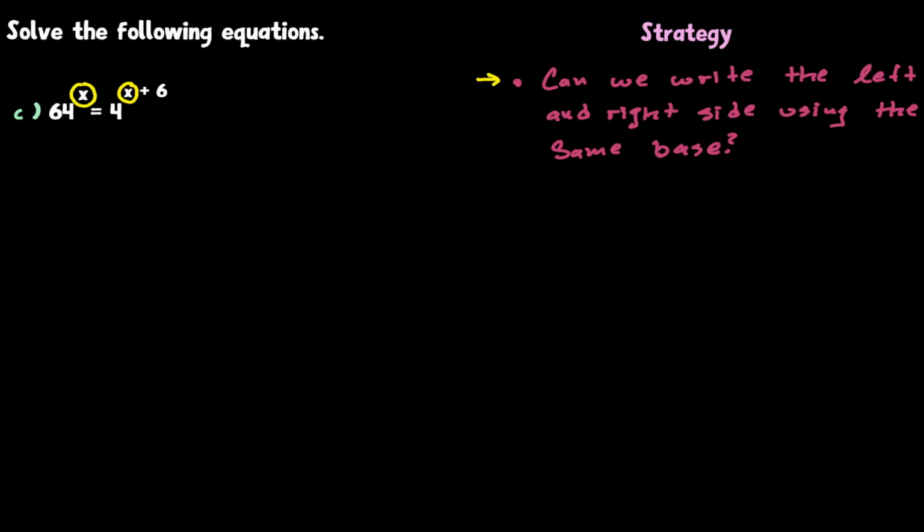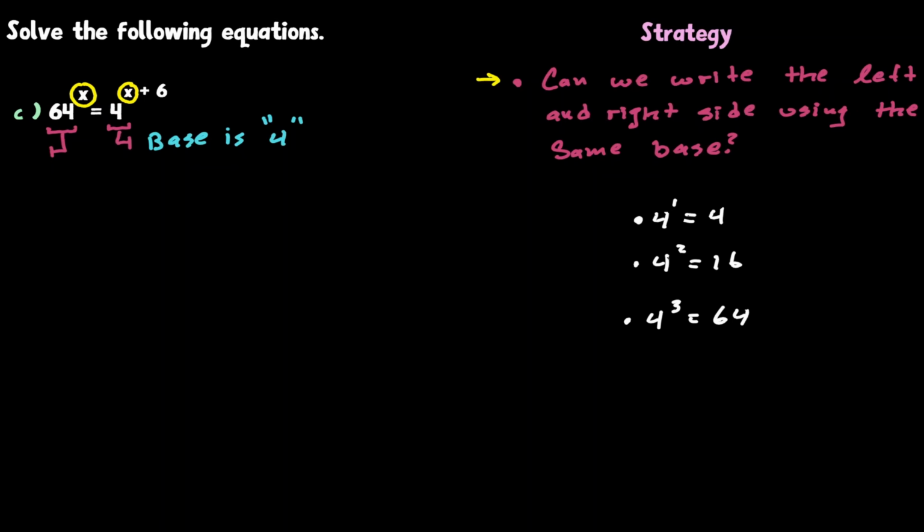Let's try to see if we can write them out using the same base. On the left-hand side, we can see that the base of this exponential is of a value of 4. So now let's ask ourselves one question. The value of 64, can I write it using the same base? Let's look at the exponents of 4. 4 raised to the first, well, that is 4. 4 raised to the second, well, that is 16. We cannot use that. But when we do 4 to the third, that is equal to 64, which is exactly what we were looking for.